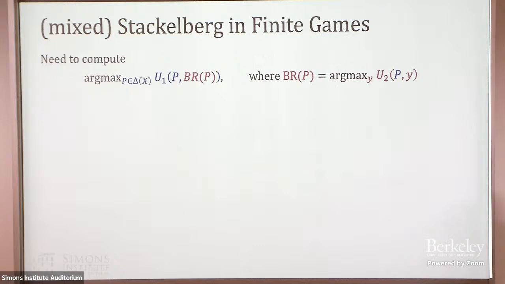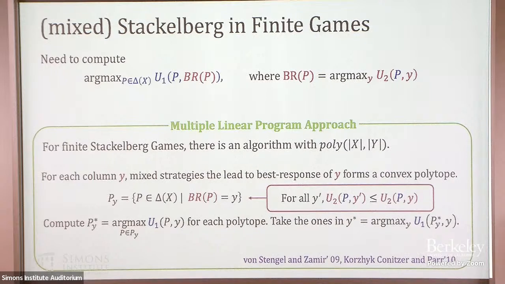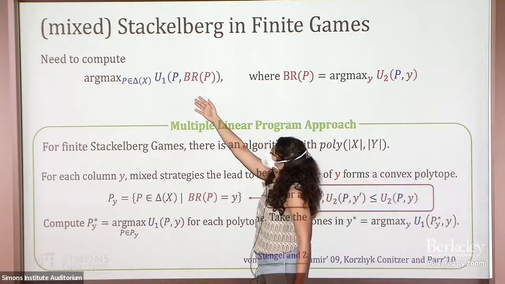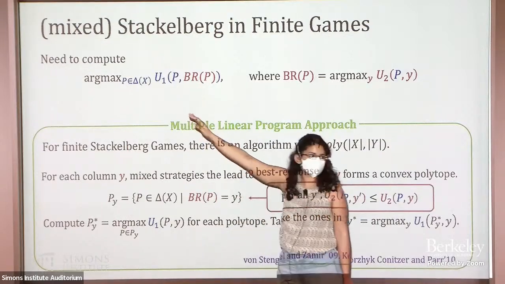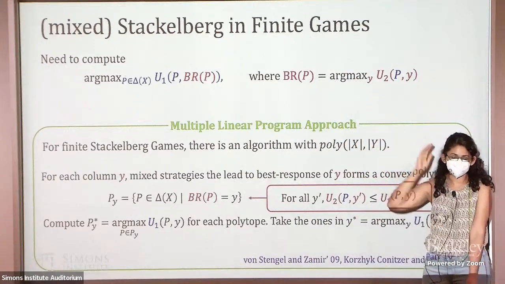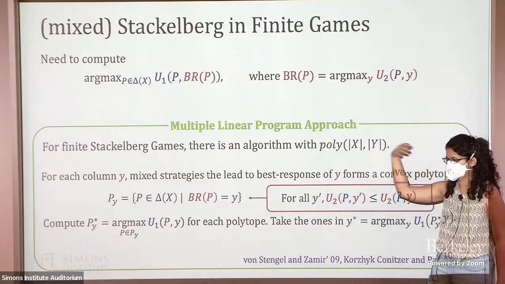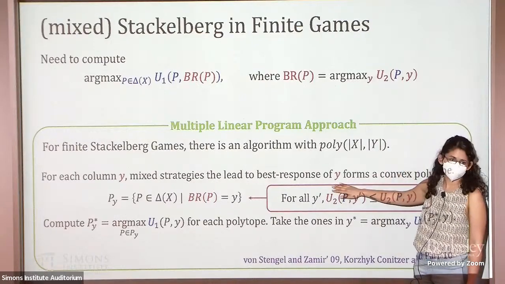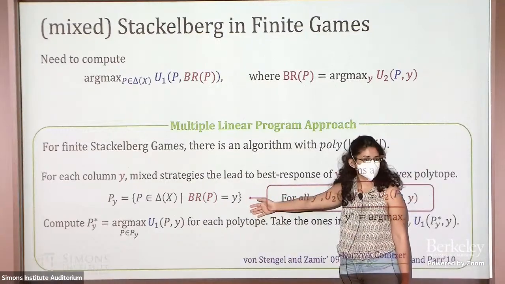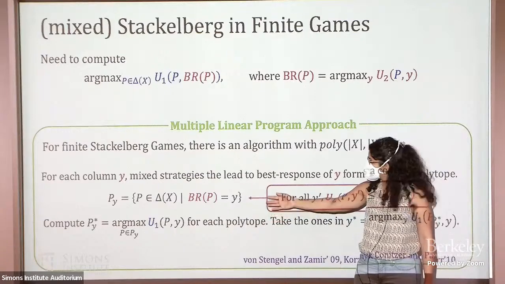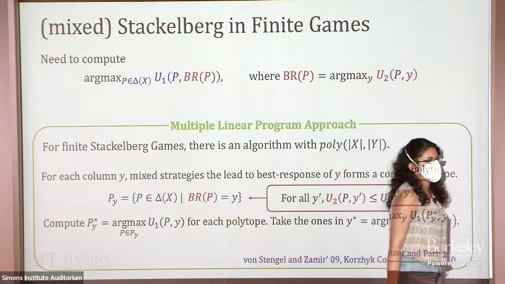So I want to compute a mixed Stackelberg optimal solution in any finite game. So this is exactly what I need to compute. And there is this very general approach that says this is like computing multiple linear programs. This is called the MultiLP approach. The idea is that maybe this is complex if I just look at this function, but this best response function is going to take only y different values. Those are the columns in my game, actions of the adversary or actions of the follower. So let's fix each action and look at my mixed strategies that would have been consistent with that best response. This is the set of strategies that are consistent with the best response.